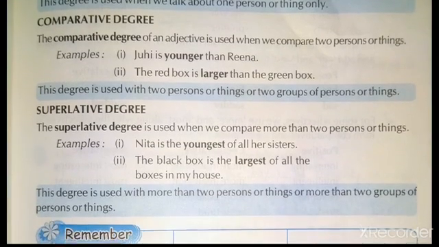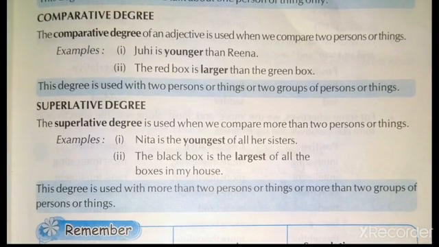Then see the superlative degree. The superlative degree is used when we compare more than two persons or things. Two examples are here. Nita is the youngest of all her sisters, and the black box is the largest of all the boxes in my house. This degree is used with more than two persons or things or more than two groups of persons or things.